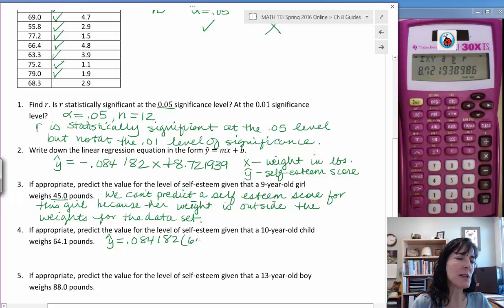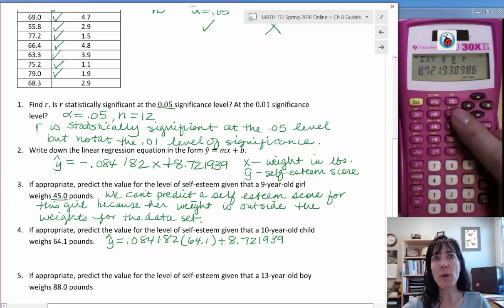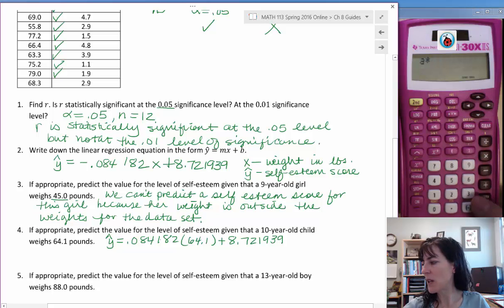negative 0.084182 times the 64.1 pounds plus the 8.721939. I'm going to show you a nice quick way to calculate. I can start off by finding my A. I'm on the B, so I'll go back to the A and just say times, and it shows me A times, and then I type in the weight, 64.1, and then I want to add whatever the B is, whether it's positive or negative. I'll just put a plus here, and the calculator will take care of it.